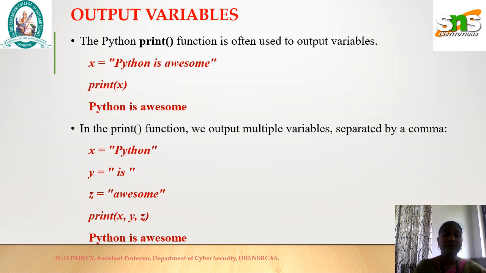Output variables. In Python, the print function is used to display the output on the screen. x is equal to "Python is awesome", print of x. This is an output statement. In the print function, we can output multiple variables separated by commas, like x, y, z, which are three different variables holding different values. print(x, y, z). The values of the three variables are concatenated and printed as a single statement: Python is awesome.